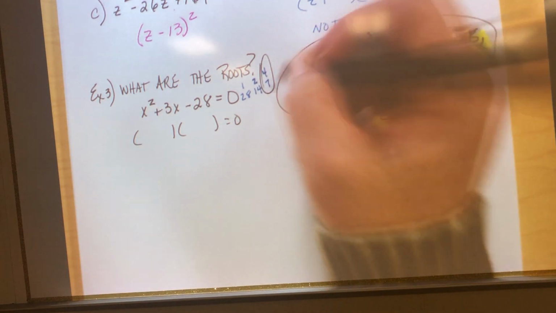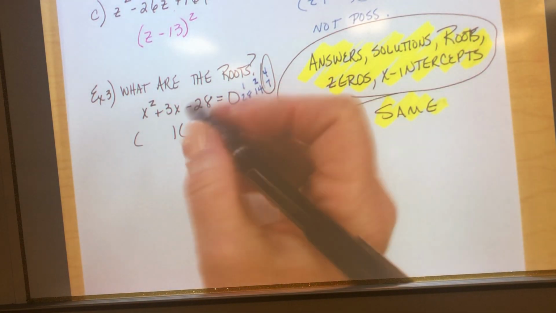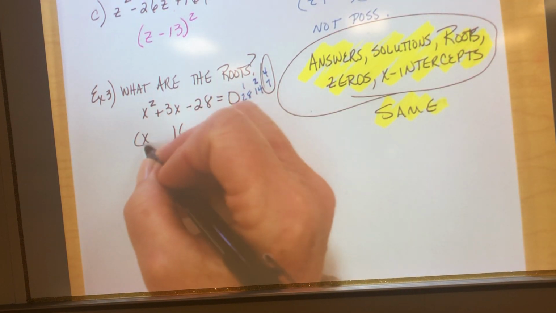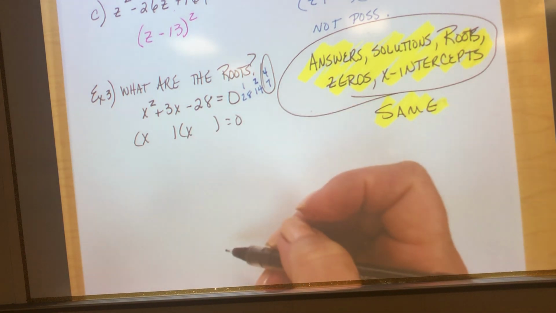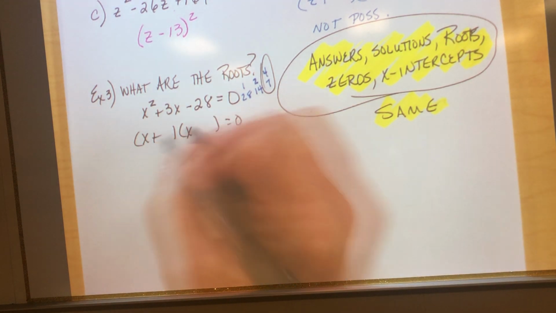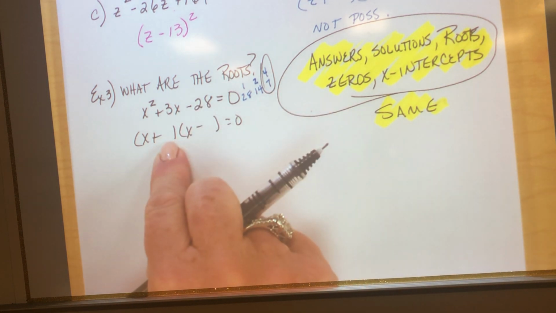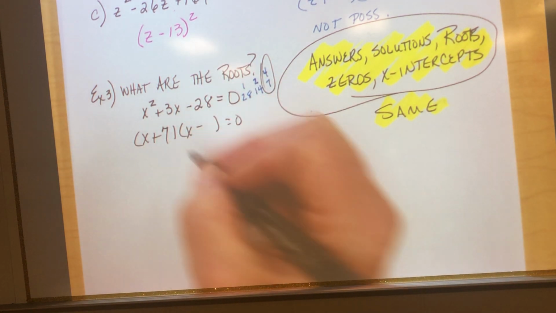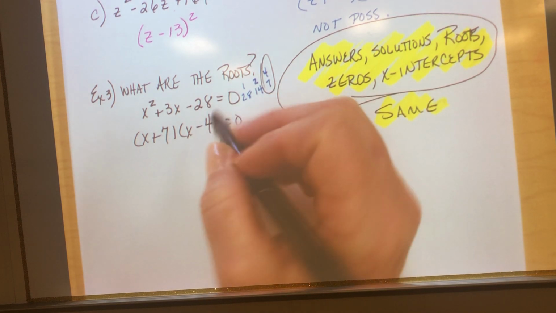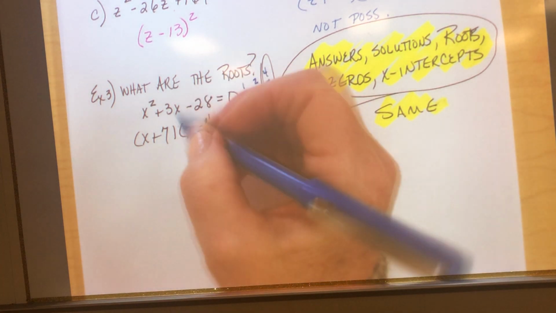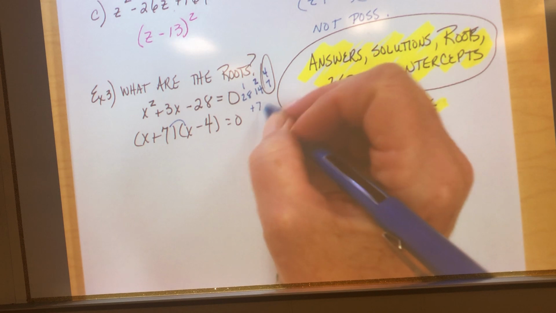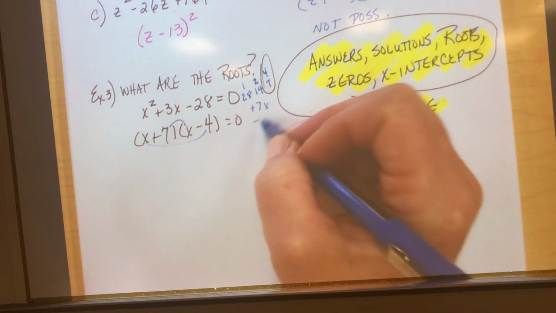7 and 4. Okay, and I want a positive, oh, we forgot to do this. X squared factors into x and x. A minus sign at the end means what? Different signs. Yeah, plus and minus. I want a positive 3, so who goes by the plus sign? 7. Yeah, the bigger number. And the other number goes here. I'm still going to go and check plus 7x minus 4x.